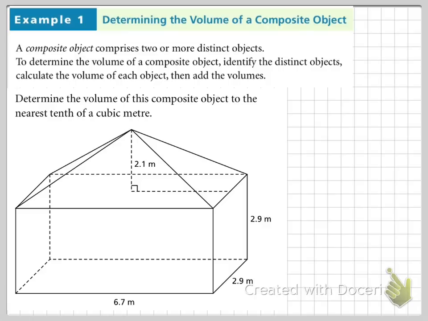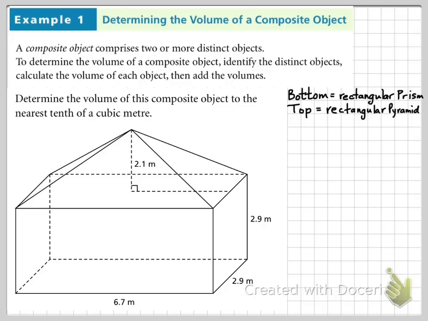In example 1, we're going to determine the volume of this composite object. When you look at this, you have to examine and try to determine what kind of parts there are. If you look at the bottom of this, it looks like it's a rectangular prism, and then sitting on top of it is a rectangular pyramid. So we're going to say the bottom is a rectangular prism. The top, as I mentioned, is a rectangular pyramid.